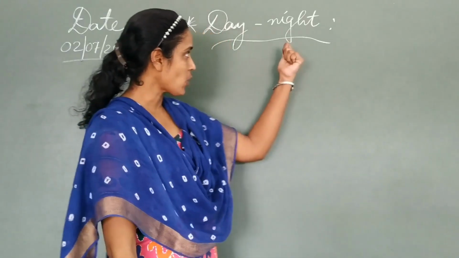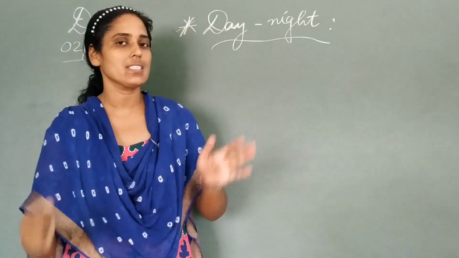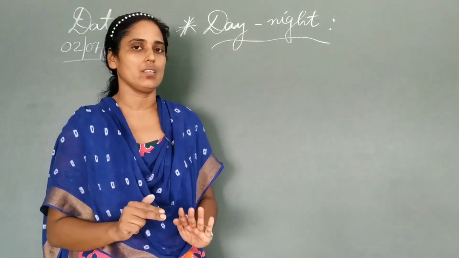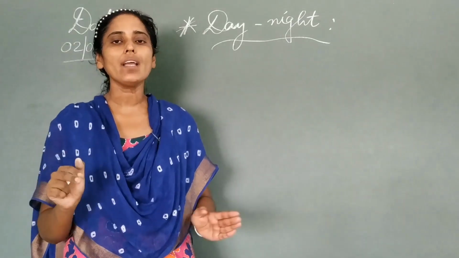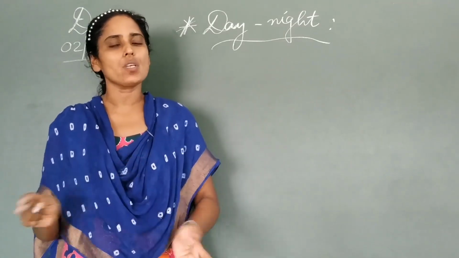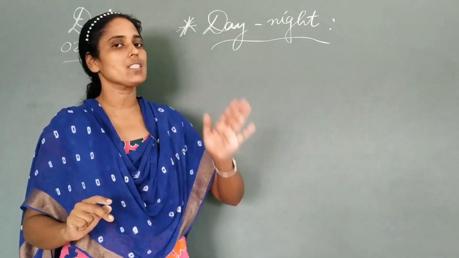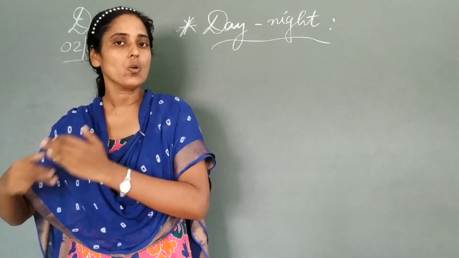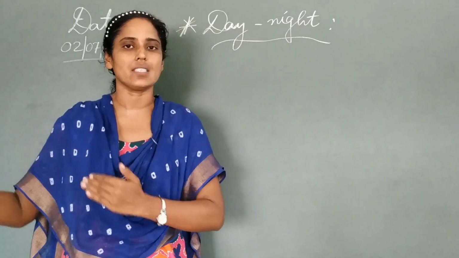So we'll come to the next topic, that is day and night. Students, day and night is a normal natural phenomenon which occurs everywhere around the world. Why? Because continuous daytime or continuous nighttime is not possible at all. God has created the universe in this manner, that one day, then one night, it goes on like that in a continuous series.